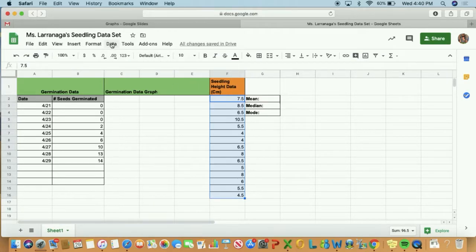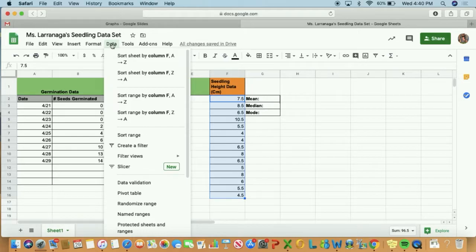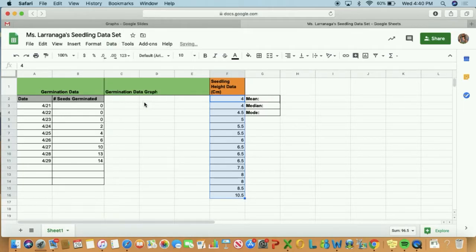Next, I'm going to go to data, and I want to not sort the sheet because that's going to include my title, but I want to sort the range because I selected a range that I highlighted, in order from least to greatest. If these were words, then it would be in alphabetical order from A to Z, but they're numbers, so it will arrange it in order from least to greatest number. All right, so now my data, same numbers, is arranged in a way that's much easier for me to see.